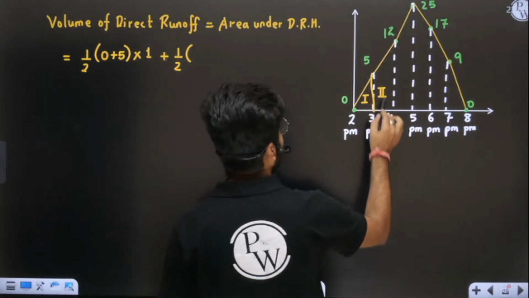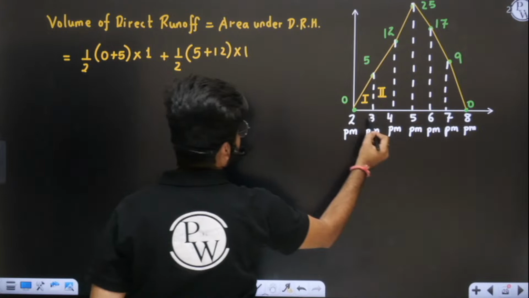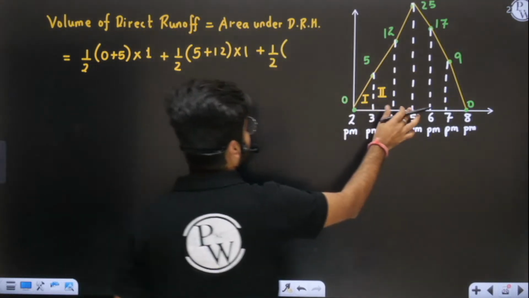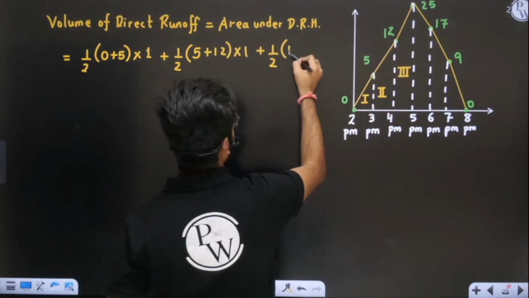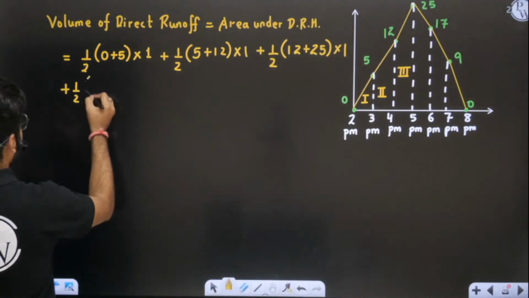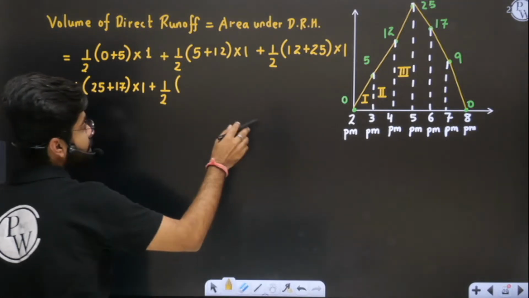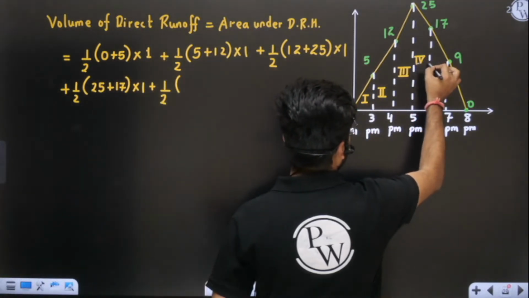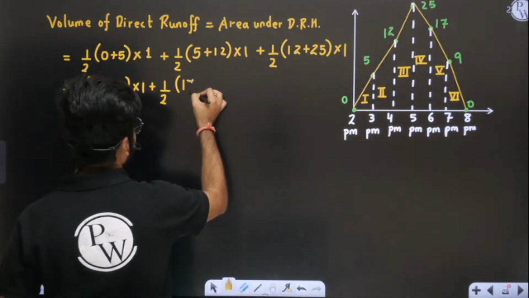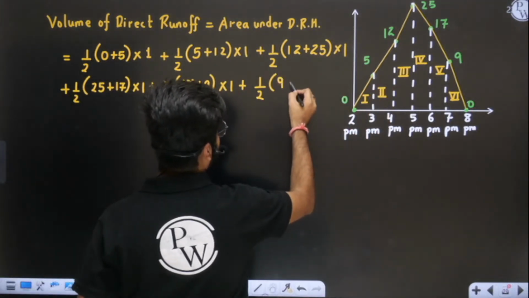Now the second trapezoid is half into 5 plus 12 into the distance between them. The distance between them is again 1 hour. Like this you will find all the areas. Then the third trapezoid has area half into 12 plus 25 into 1. Then half into 25 plus 17 into 1. Then the fourth, and then the fifth one is 17 plus 9 into 1. At last we have half into 9 plus 0 into 1.